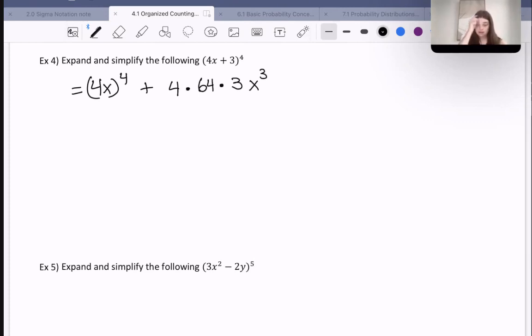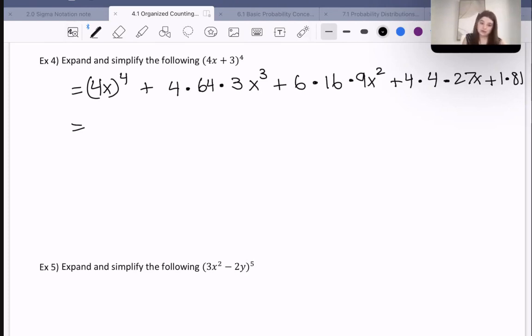And then what are we going to have? We're going to have plus the next coefficient, which is 6, and then times 16 times 9x squared. Then we're going to have plus 4 times 4 times 27x. And then we're going to have plus 1 as our last coefficient times 3 to the power of 4, which is 81. And I'm actually going to simplify this further. There's clearly ways we can simplify this and make it nicer.